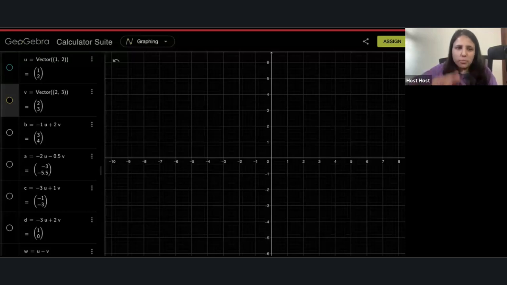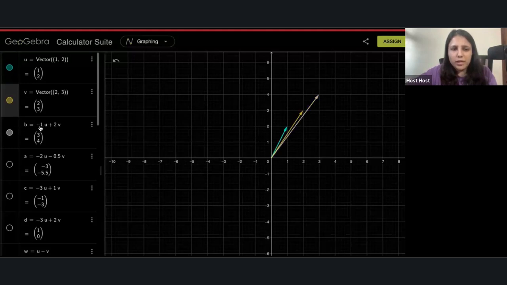So this is my GeoGebra platform. I am first seeing what the vector (1, 2) looks like on the 2D plane. So (1, 2) belongs to R2, and I can visualize or plot this in R2 easily. Now I will also plot (2, 3). So these are the two vectors which I was talking about. Now let's take linear combinations of these vectors.